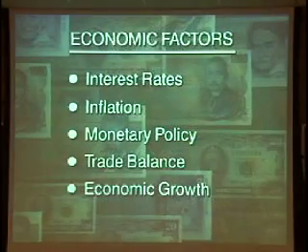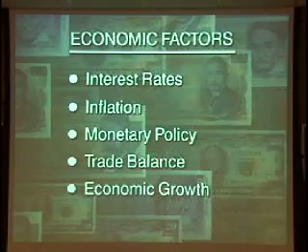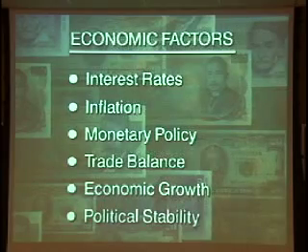Economic growth. Where is the country in its business cycle? In recession? In recovery? Political stability is also important. Is there civil unrest? A leadership change? Are there strikes? In general, the more stable the political system, the more attractive the currency.